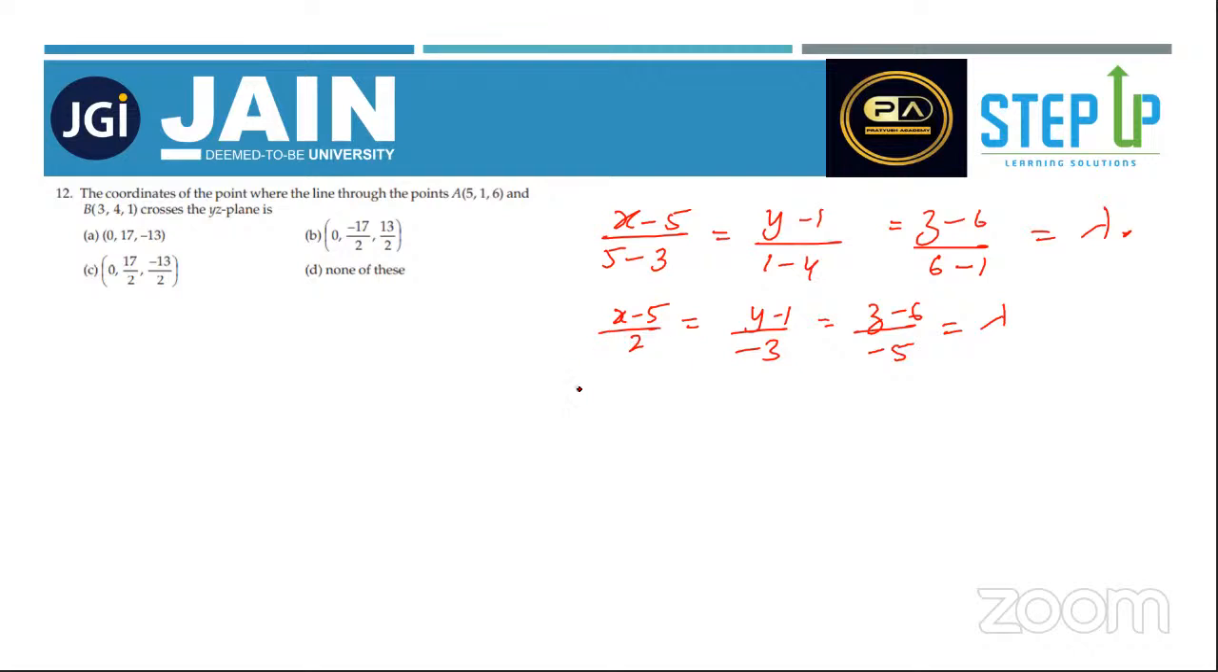Now, what is the value of x? X minus 5 by 2 equal to lambda. Y minus 1 divided by minus 3 equal to lambda. Z minus 6 divided by minus 5 equal to lambda. So x minus 5 equal to 2 lambda.